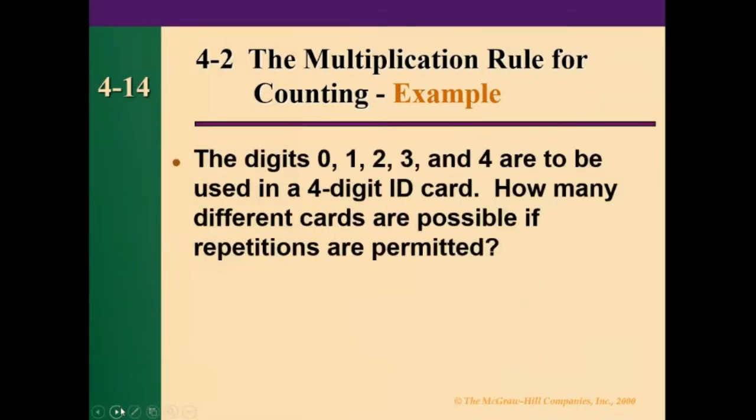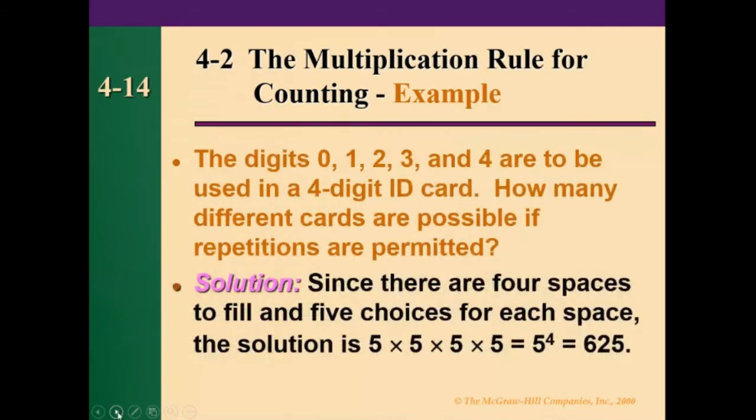The digits are 0, 1, 2, 3, and 4. So, they are used in a 4-digit ID card. How many different cards are possible if repetitions are permitted? So, 4-digit, but the digits are 0, 1, 2, 3, 4. That's 5 numbers. Okay, so since there are 4 spaces to fill and 5 choices for each space, the solution is 5 times 5 times 5 times 5, or 5 to the fourth power, which is equal to 625. So there are 625 different cards. Okay?